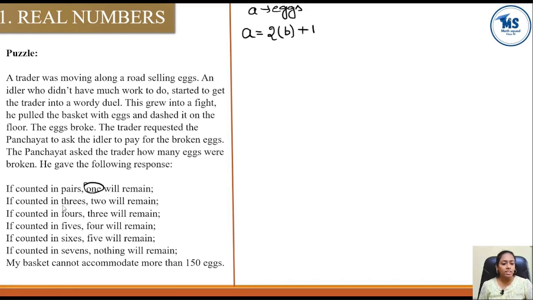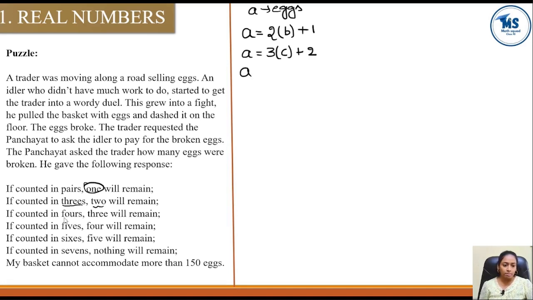Then coming to the second statement, if counted in threes, 2 will remain. Since they are counting in threes, we'll write our equation as A is equal to 3 into C, let's say C, plus 2 will be left out. Since they're counting 3 as 1 unit, 2 eggs will be left out. Had there been 3, that could also be included into 1 unit, but we only have 2, that's why the extra 2.